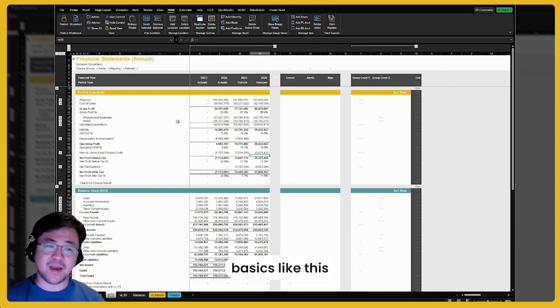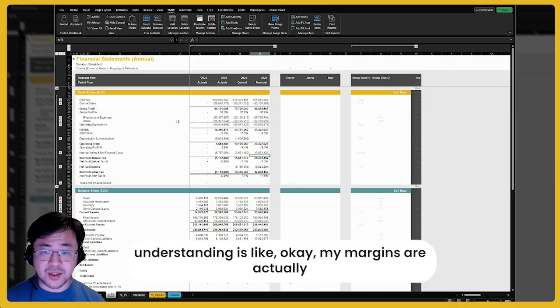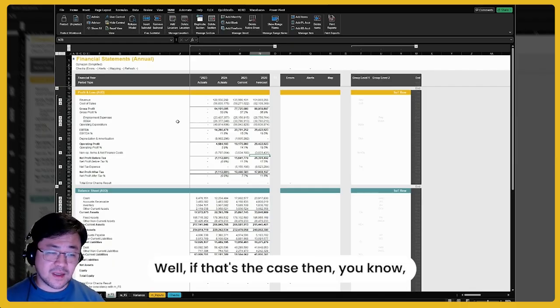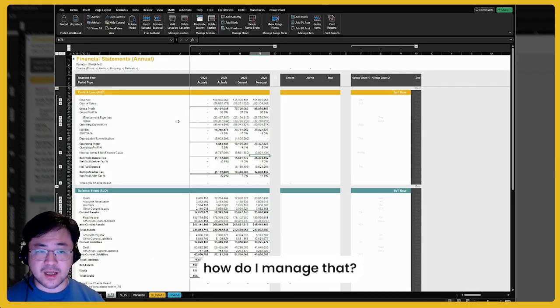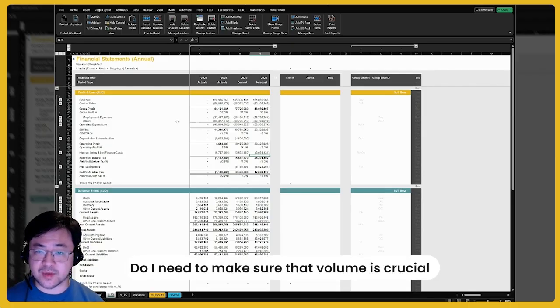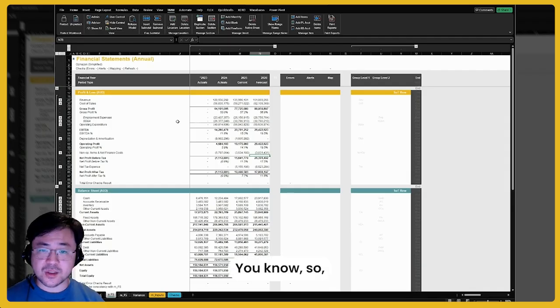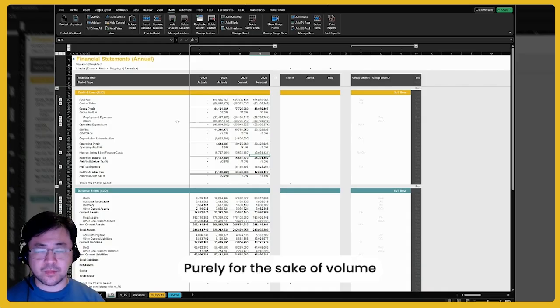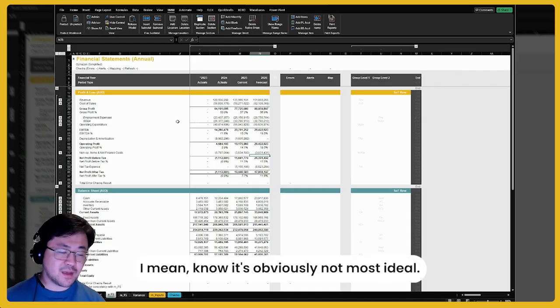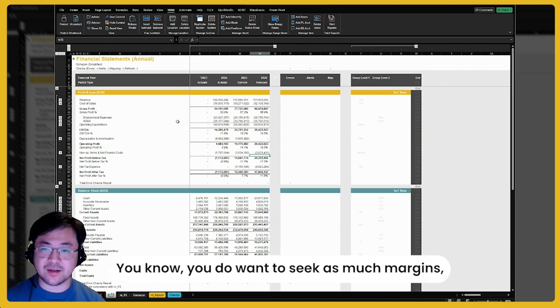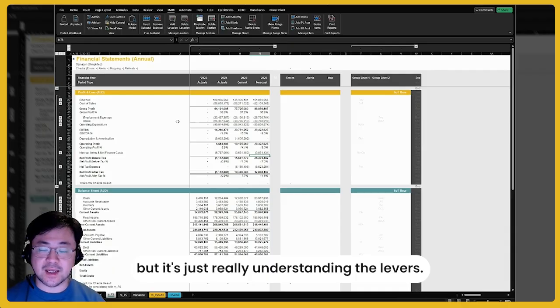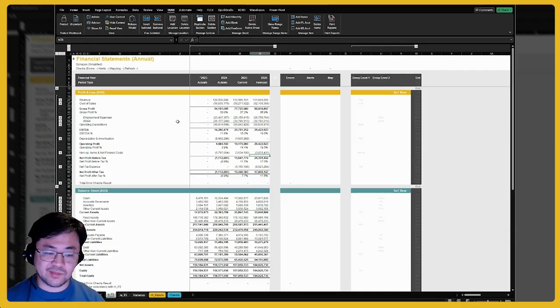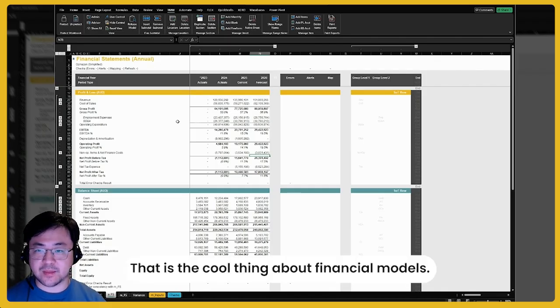So understanding basics like this, understanding things like, okay, my margins are actually really tight. Well, if that's the case, how do I manage that? Do I need to make sure that volume is the crucial thing that we focus on? So focus on selling to people that can provide volume, giving discounts, or purely for the sake of volume. It's obviously not most ideal. You do want to seek as much margin as you can, but it's really understanding your levers and what you can pull. That is the core thing about financial models.